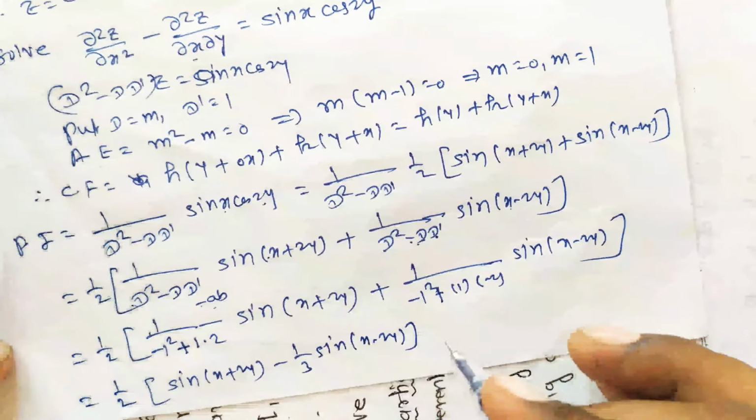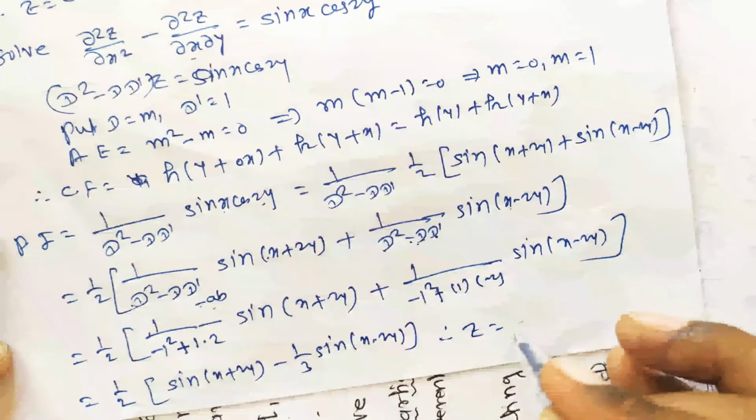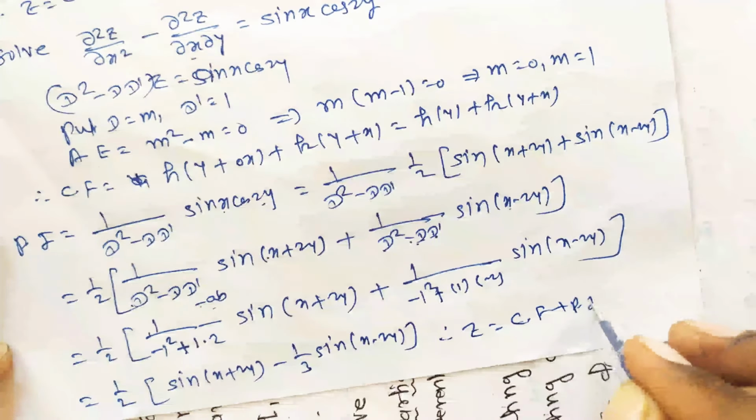So this is the particular integral, and therefore the final solution is z equal to CF plus PI.